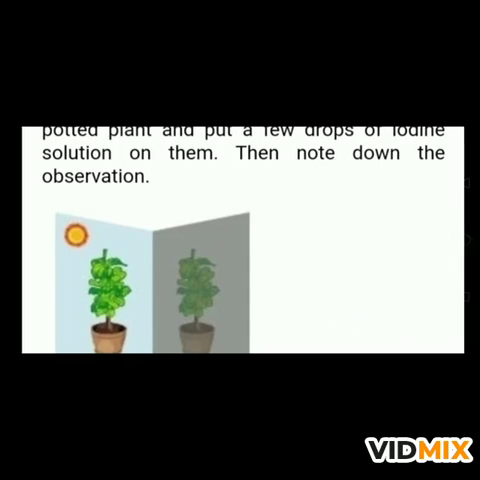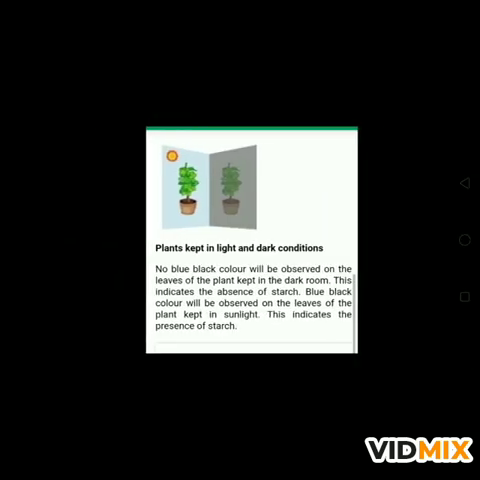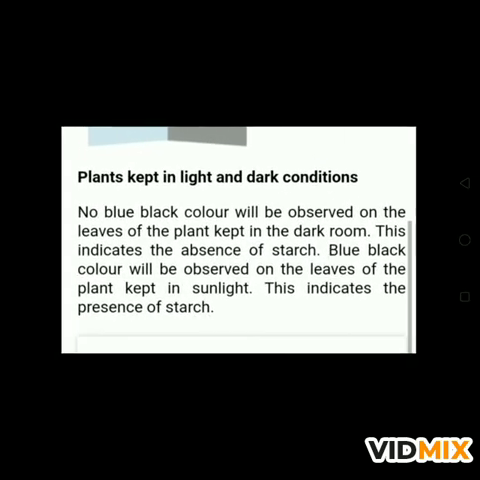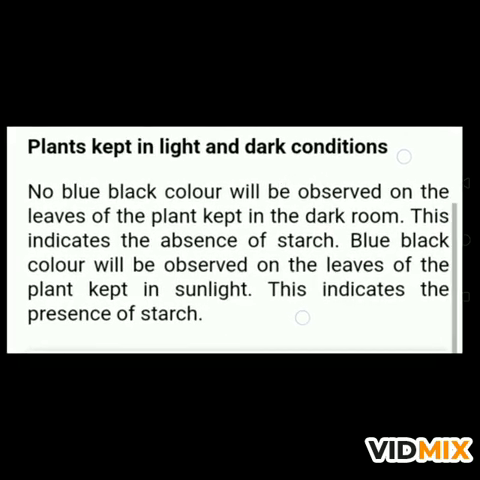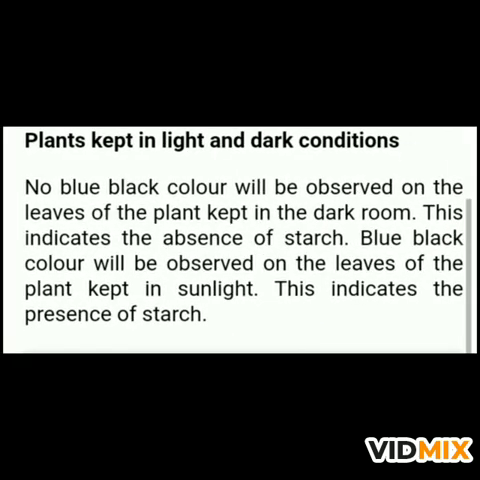So we will observe that no blue-black color will be observed on the leaves of the plant kept in the dark room. This indicates the absence of starch. Blue-black color will be observed on the leaves of the plant kept in sunlight. This indicates the presence of starch.